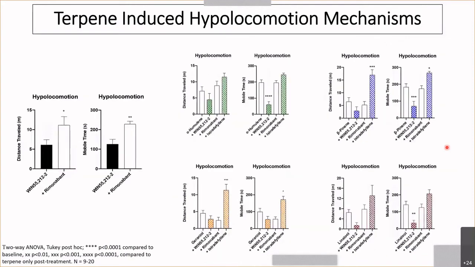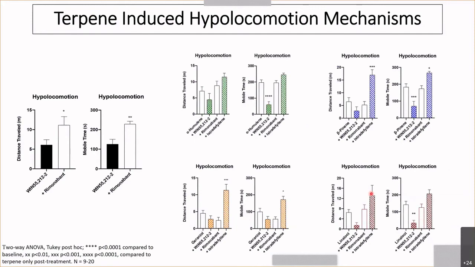So these terpenes are potentially doing a lot of things. And then lastly, we looked at hypolocomotion, the last leg of the tetrad. And again, we saw some variability. So we saw a little bit of synergy with WIN 55212 and at least some of these measures for beta-pinene, alpha-humulene, and linalool. Did not see the synergy with geraniol. And we didn't really see any impact at all of rimonabant.